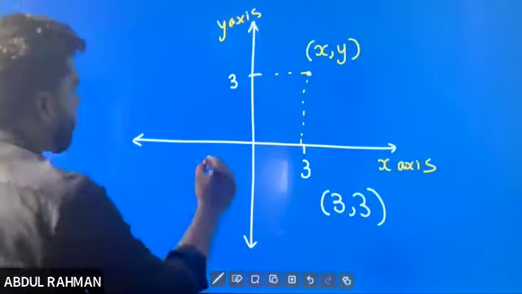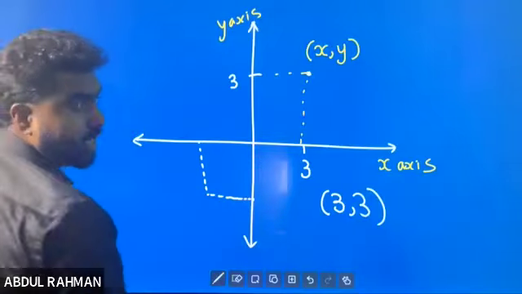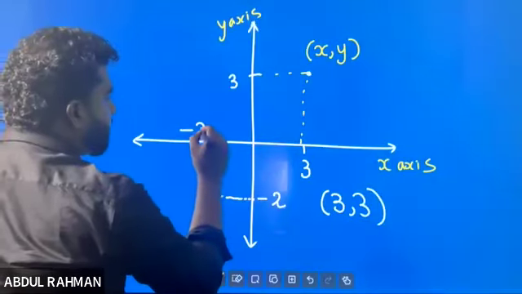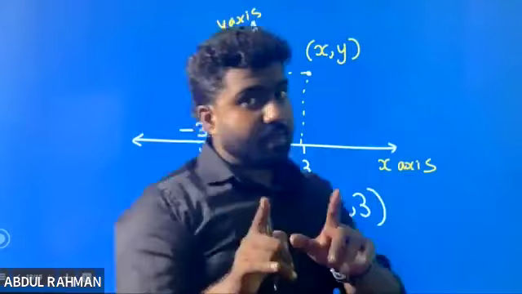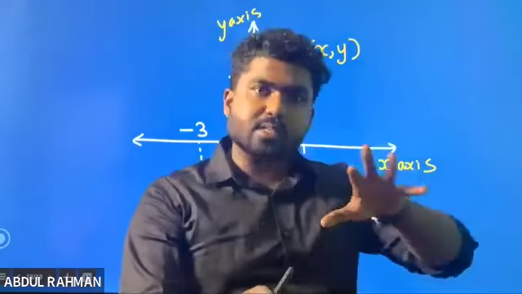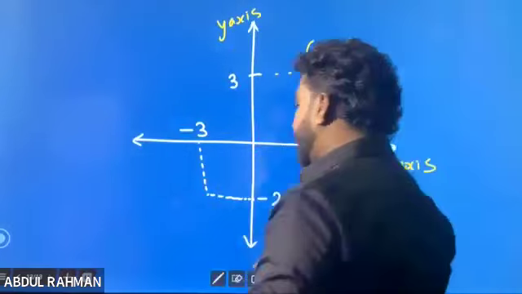Okay, I'll take a different coordinate. I need to find out what this coordinate is. I'm taking this as -2 and this as -3. Obviously, in a coordinate the first one should be the x and the second one should be the y. Now find out the coordinate of this point.